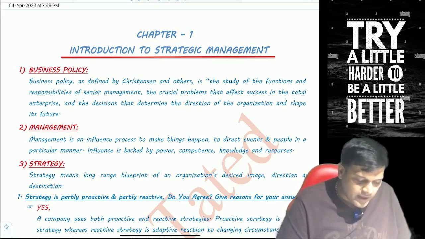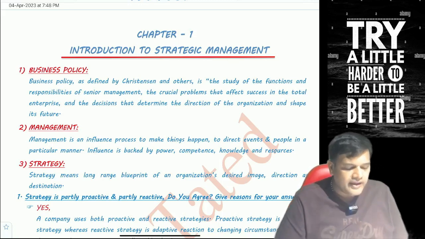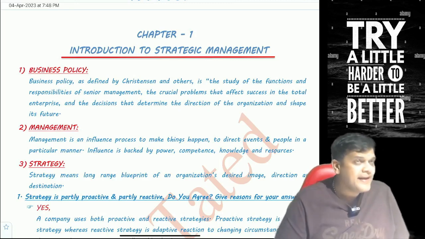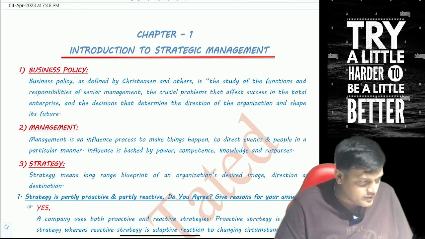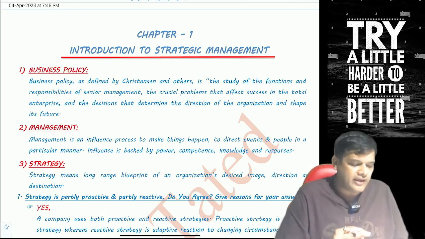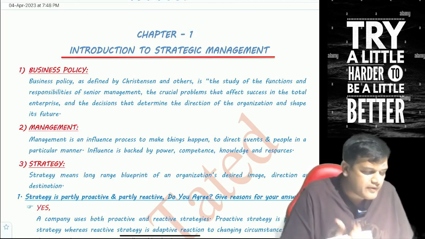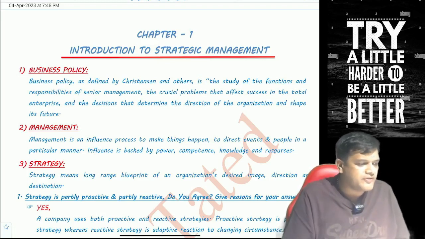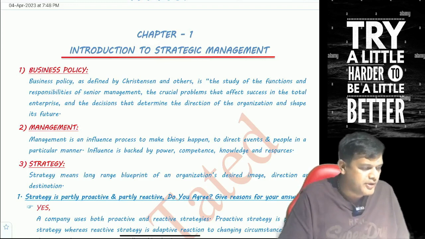One is today and the second is tomorrow. Today I'll be covering chapter 1, chapter 3, chapter 4, and chapter 5. And if time permits, we can extend that, I mean I can cover chapter 6 also. Else, tomorrow's lecture will be chapter 6, chapter 2, chapter 7, and chapter 8. This is how the structure will go.